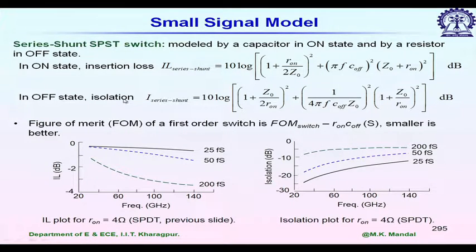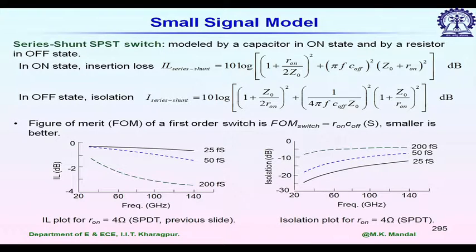Now, how to improve the isolation for a given switch, because it is a problem at higher frequencies. A PIN diode, let us say, provides very good isolation of 40 dB at 1 gigahertz. If I use the same PIN diode above 30 gigahertz, isolation can degrade to just 2-3 dB. So, isolation improvement is a challenge for any given switch.